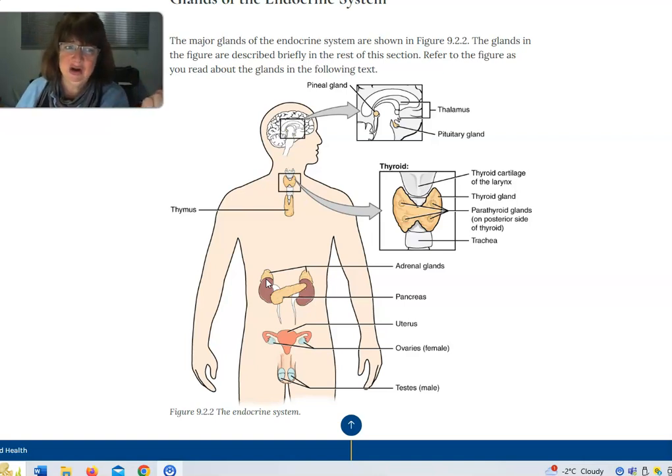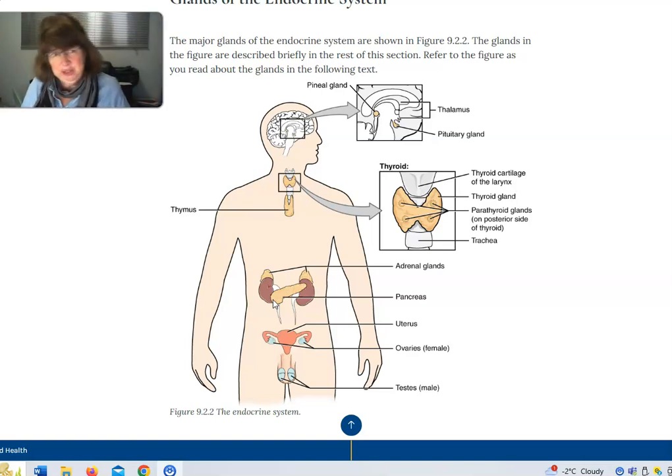There's two layers, the outer and inner layer of the adrenal glands, and they give off a bunch of different stuff too. Then we will look at the pancreas. The pancreas is where insulin is given off, and also another hormone that has the opposite effect of insulin called glucagon.